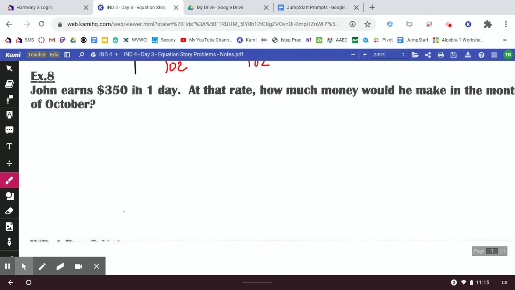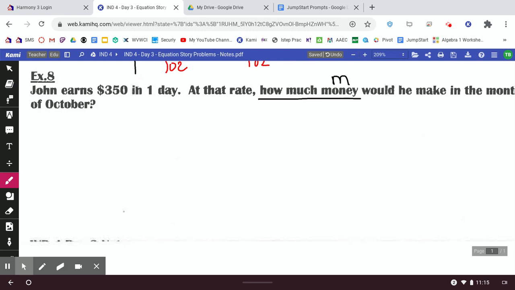All right, so we have John earns $350 in one day. At that rate, there's that terminology: first of all, you know you're comparing 2 things that you want to know when they're the same, and rate tells you that it is a proportion. At that rate, how much money? Well, there's that question. How much money? So I know I'm looking for money. I'm going to use M for money. I don't care what you use: X, $, D for dollars. It doesn't matter to me.